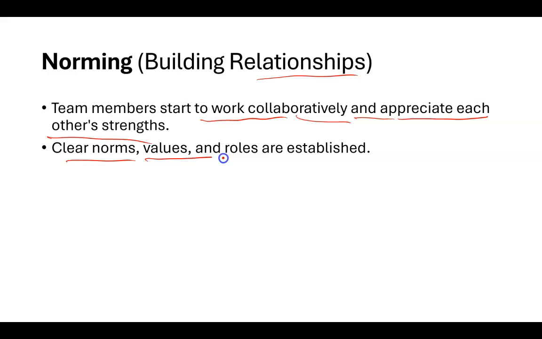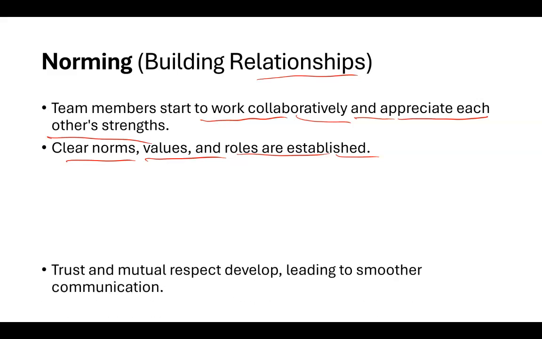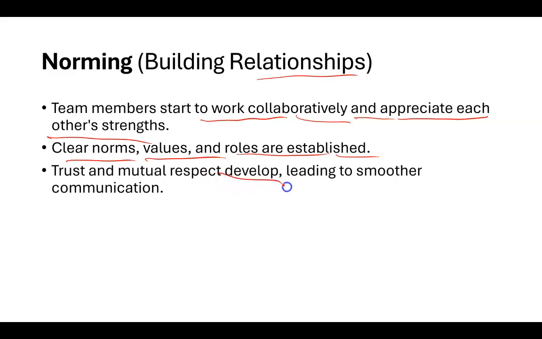Clear norms, values, and roles are established. So by this stage, everything is established now. What are the roles? What are the values? What are the norms of the group? Everything is decided by the time we reach stage three. Trust and mutual respect develop, leading to smoother communication. So at this stage, most of the people start respecting each other. They try to understand that we are here for a purpose. We need to come together. We need to work together. We need to communicate with each other. And that's why things get calmer at this stage.